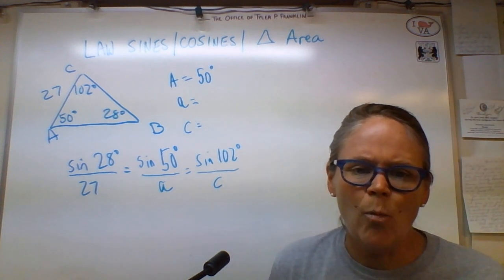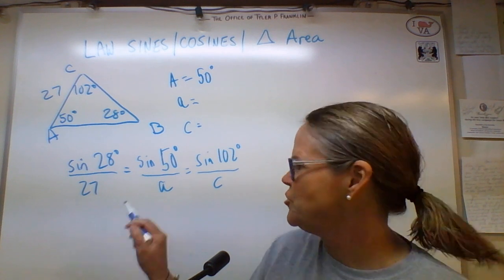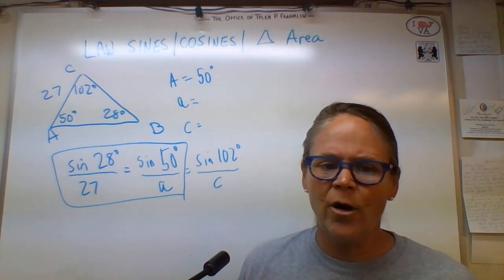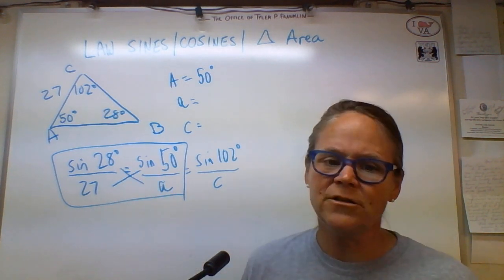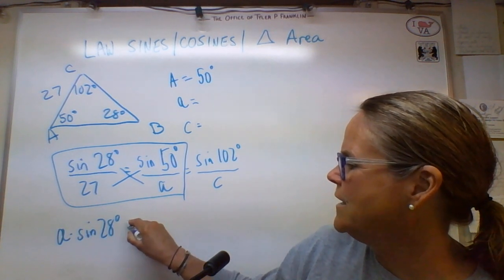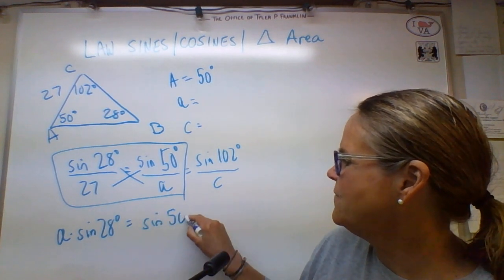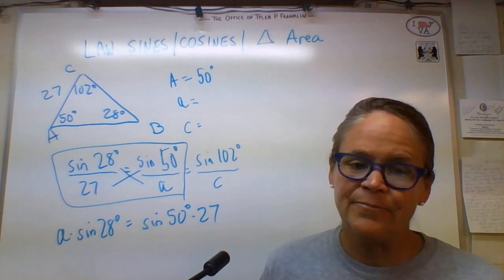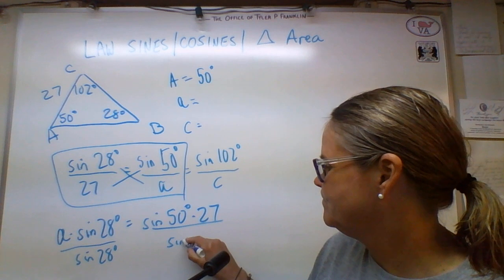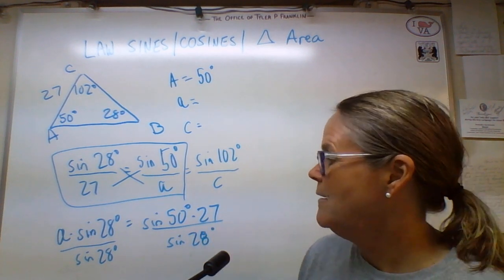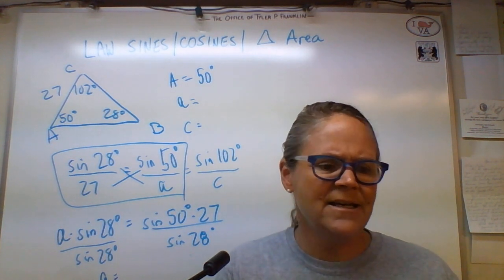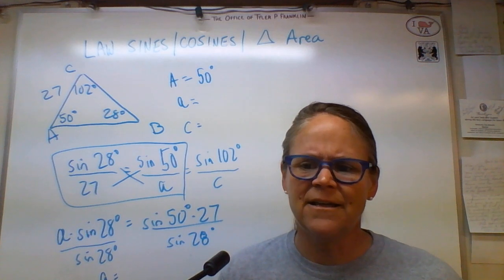Now, you can only solve one proportion at a time. These are proportions. So what are you going to put in your calculator? You're cross multiplying: A times the sine of 28 degrees equals the sine of 50 degrees times 27. How are you going to get A by itself? Divide that, and that would give you A. Now, I did give you guys a link to that calculator.